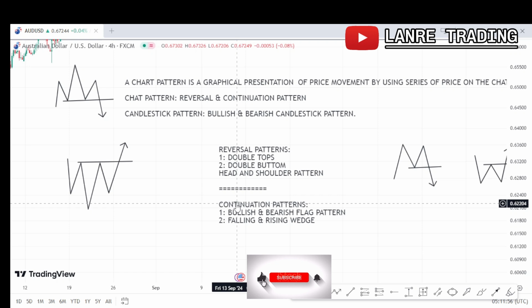Today's tutorial I will be explaining two basic topics to you, which are chart patterns and candlestick patterns. These two basic topics are very important to know before you start your trading journey.